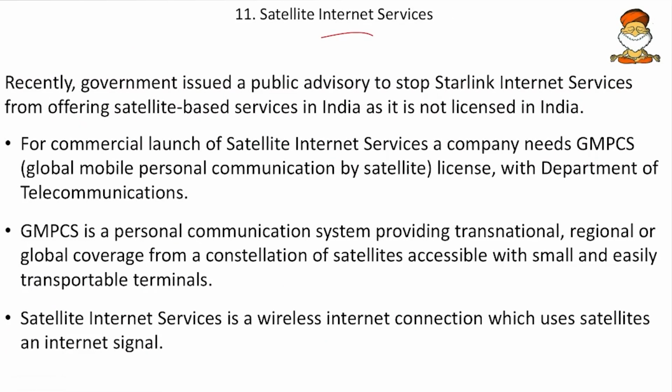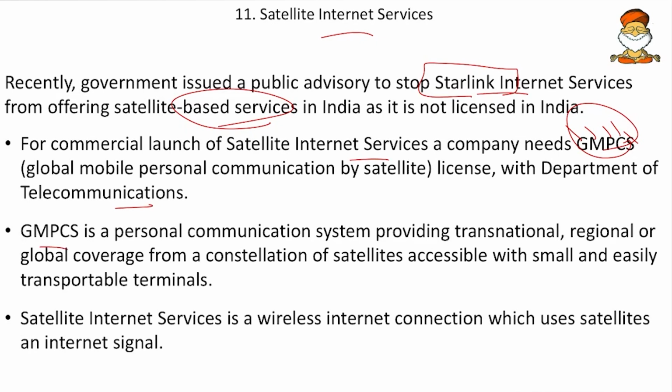Then come to the next, satellite internet services. Recently the government issued a public advisory to stop Starlink from offering satellite-based internet services in India. Friends, Starlink is one of the best examples of satellite internet services being provided. For the commercial launch of satellite internet services, a company needs to take the GMPCS license, the Global Mobile Personal Communication Satellite license, which is given by the Department of Telecommunications. But Starlink did not take any license, so that is why it is not being used in India.